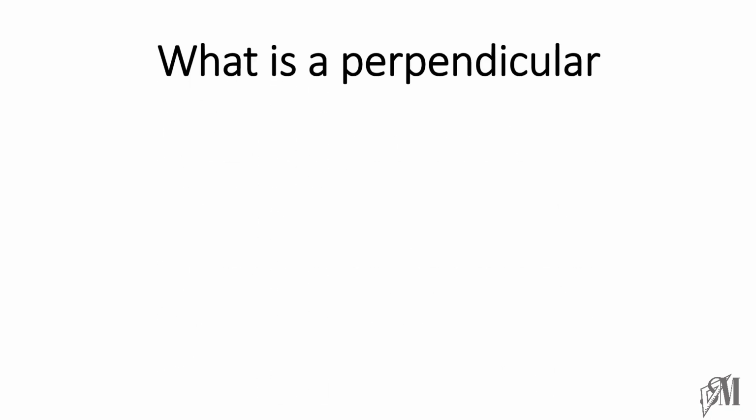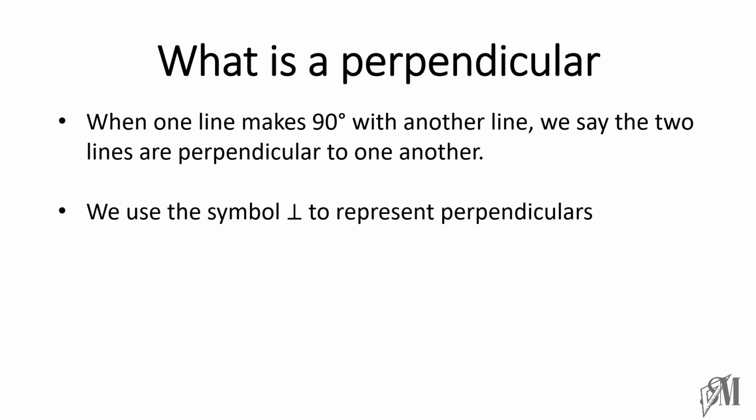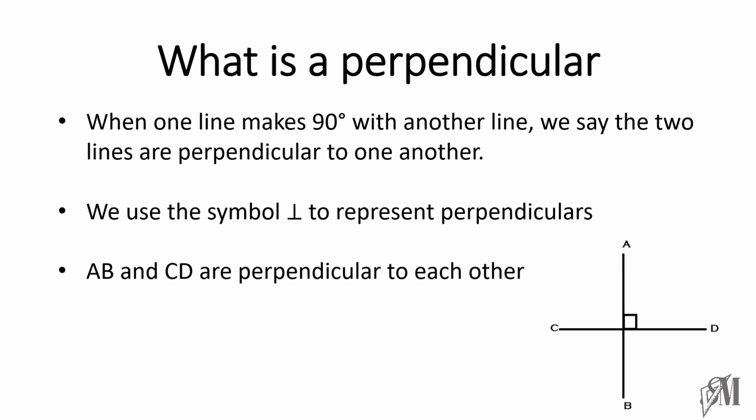First of all, let us see what is a perpendicular. When one line makes 90 degrees with another line, we say the two lines are perpendicular to one another. We use this symbol to represent perpendiculars, and you can show it in a diagram like this. According to this diagram, we can say AB and CD are perpendicular to each other.